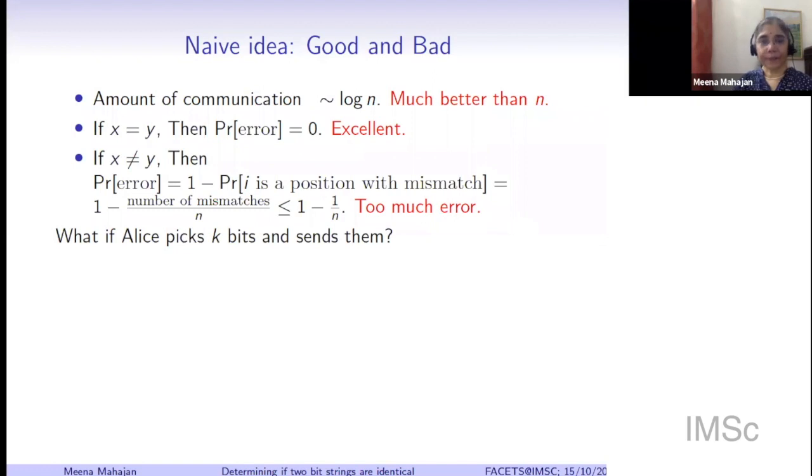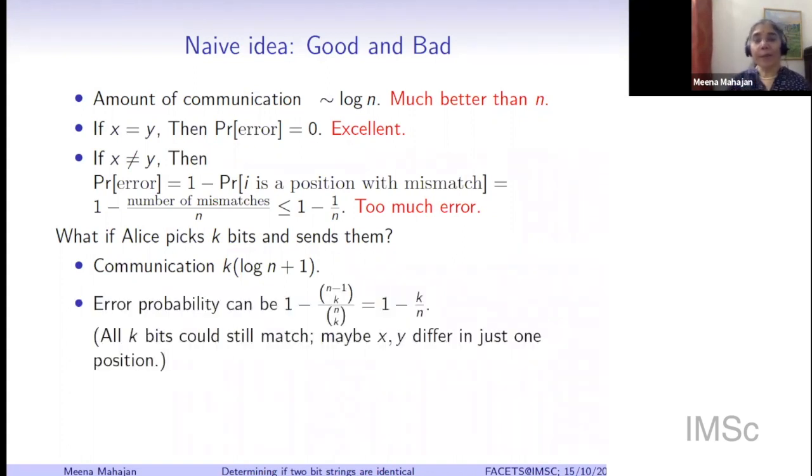Okay. So one obvious fix for this is to say that instead of sending just 1 bit, Alice can pick k bits, where k may be larger than 1. So Alice picks k positions and sends them to Bob, along with the bits in those positions. So now for the communication, for 1 bit you needed log n plus 1: log n to say what the position is, and 1 to say what the bit at that position is. And now she's going to do this k times. So a little bit more, maybe. It depends on the value of k. We have to figure out what is a good value of k.